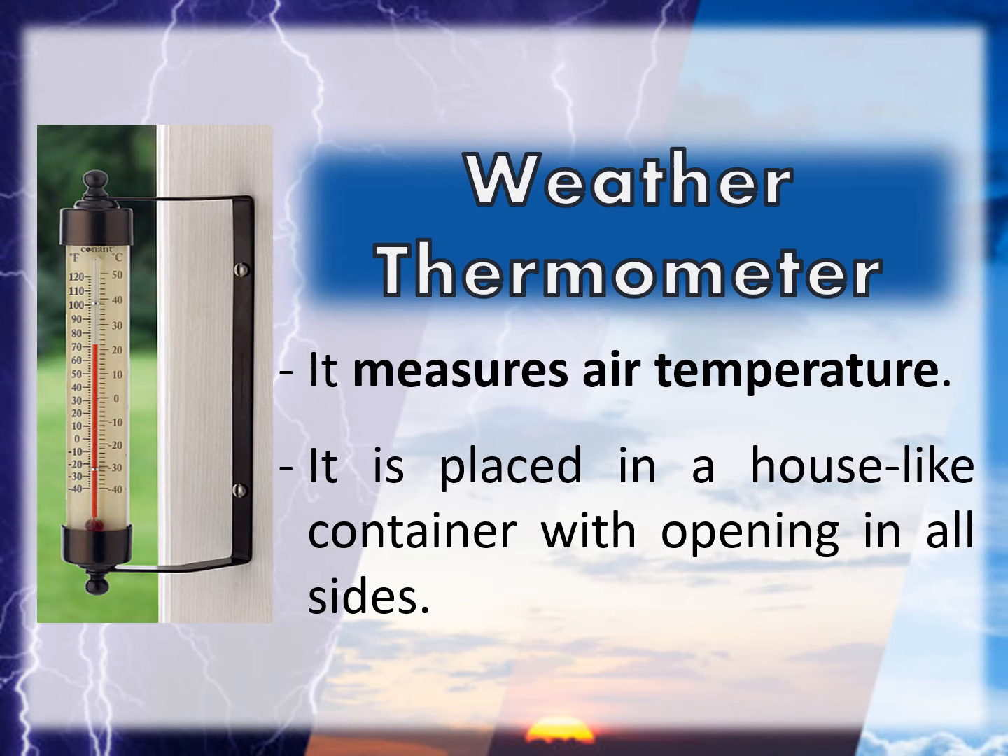To forecast air temperature accurately, forecasters put the thermometer in a little house-like container. This container has openings on all sides to allow air to flow. The thermometer must be protected from the sun. So it tells us whether it is hot or cold.